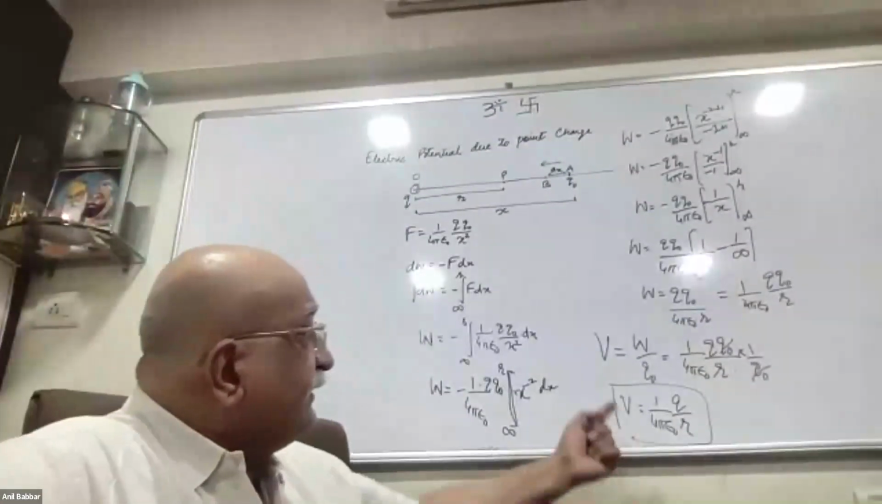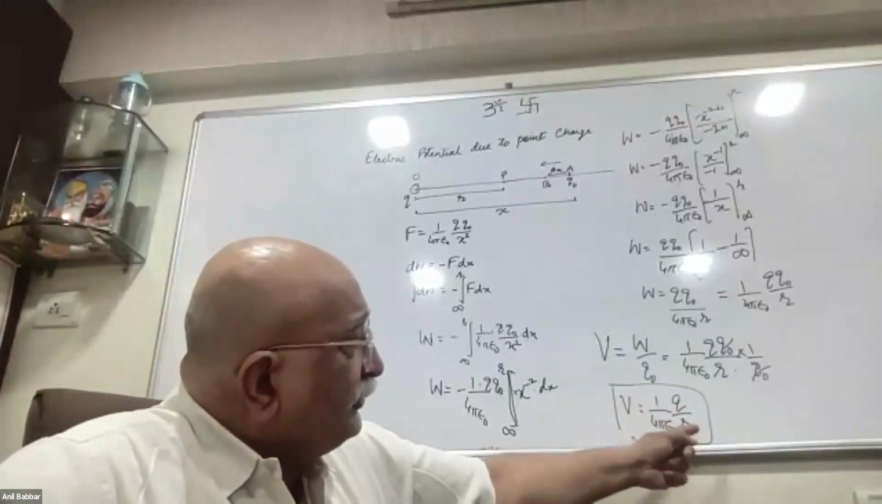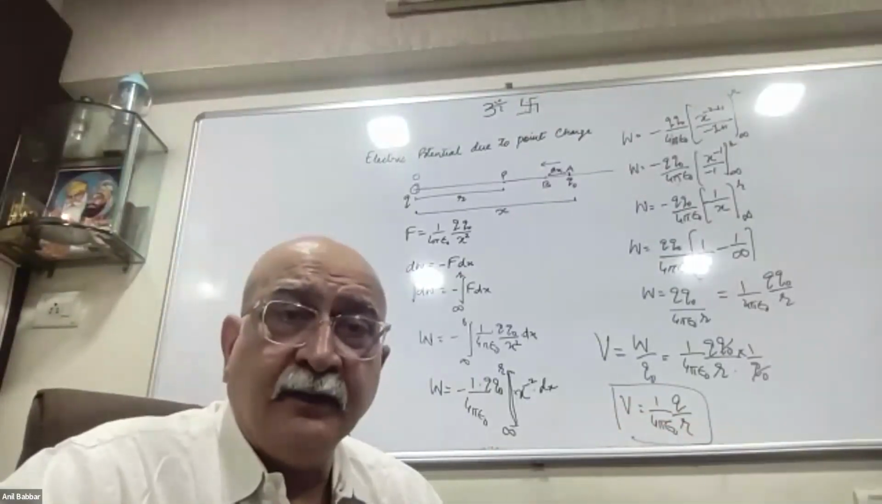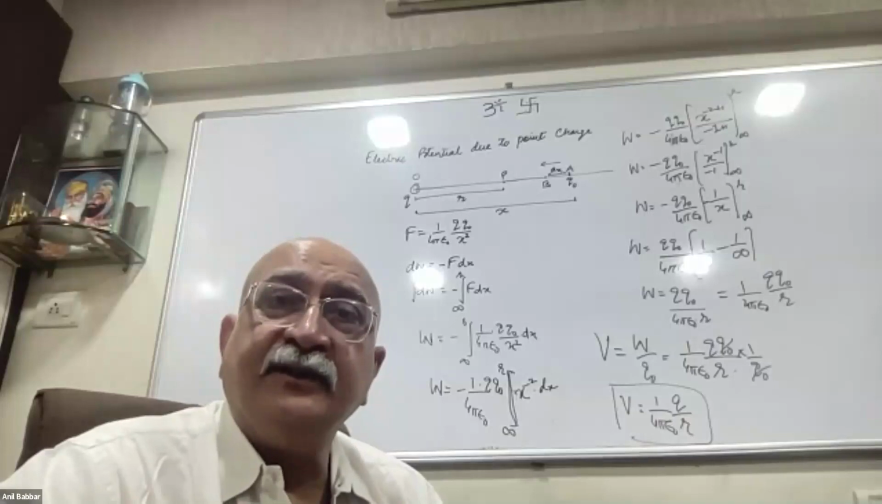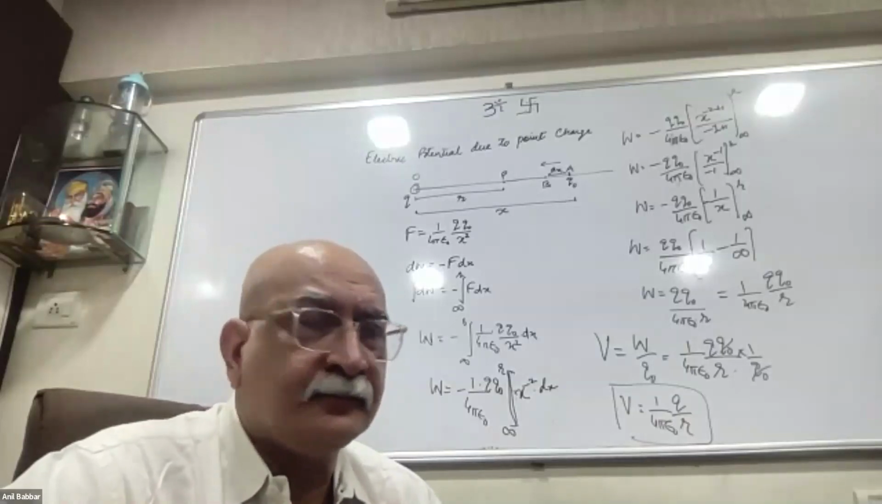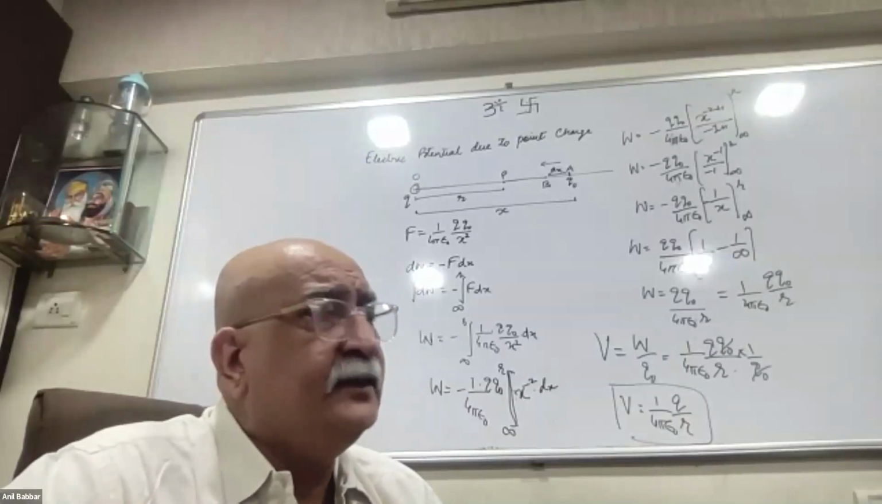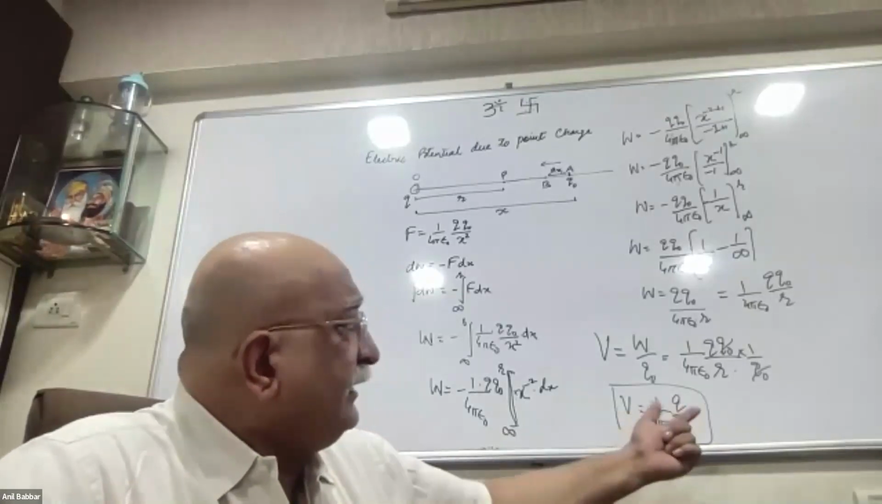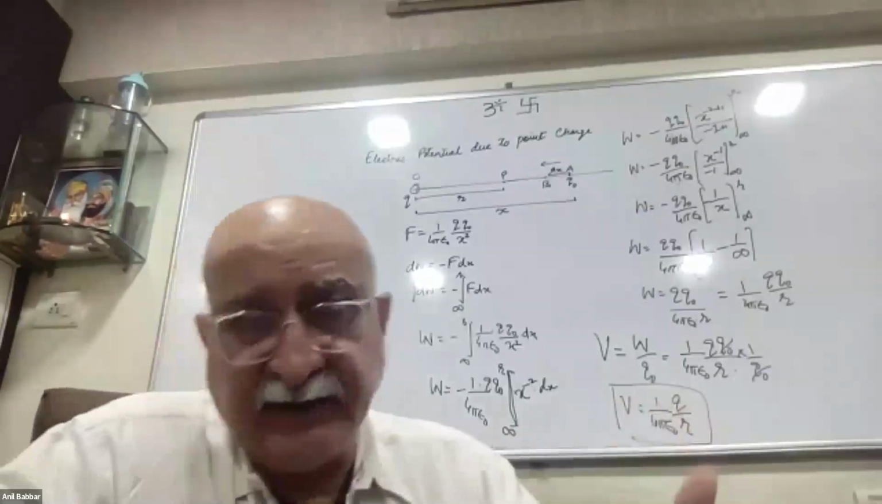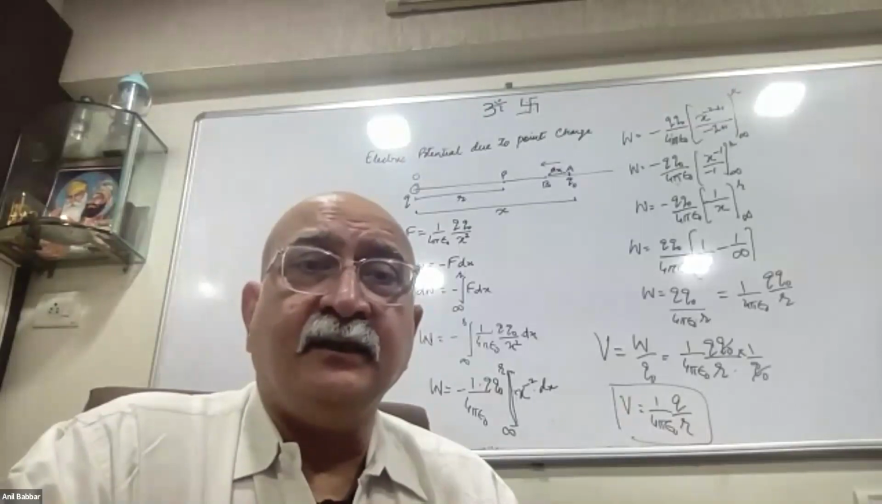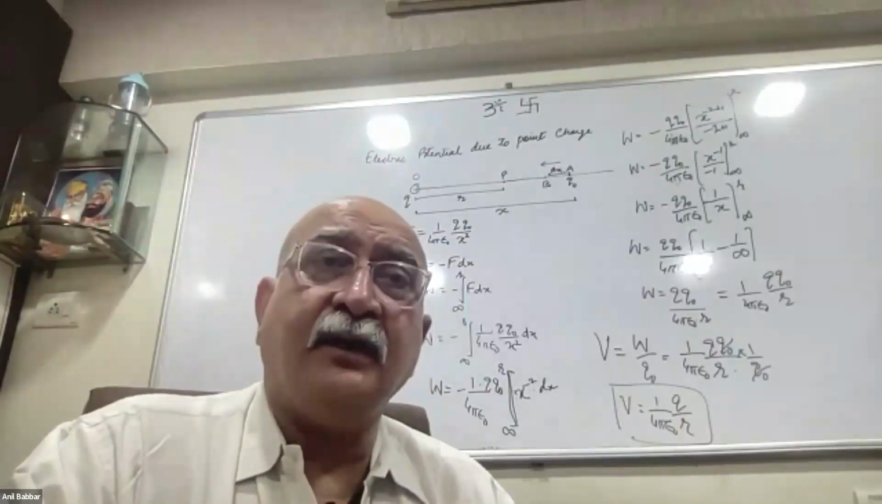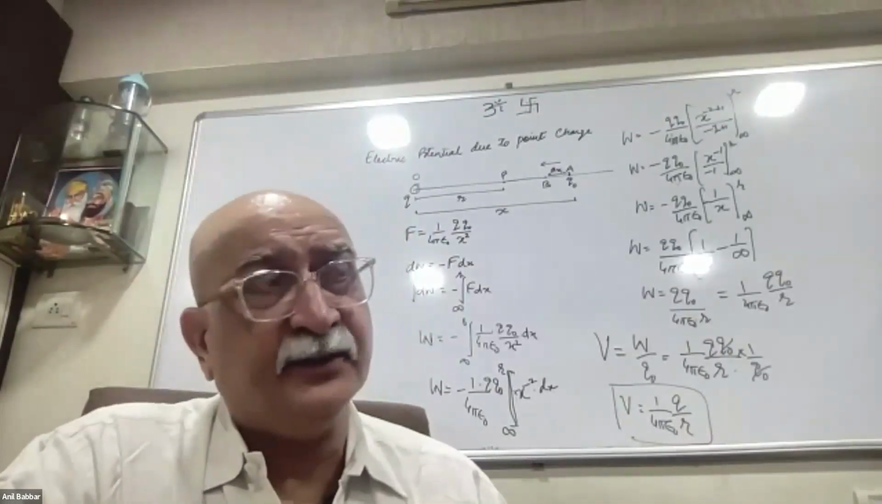And here we can see that this potential is inversely proportional to the value of R. It's inversely proportional to R. And in case of electric field, the electric field formula is KQ by R square, so that is inversely related to the square of the R. Now we'll find some more derivations of electric potential due to dipole.